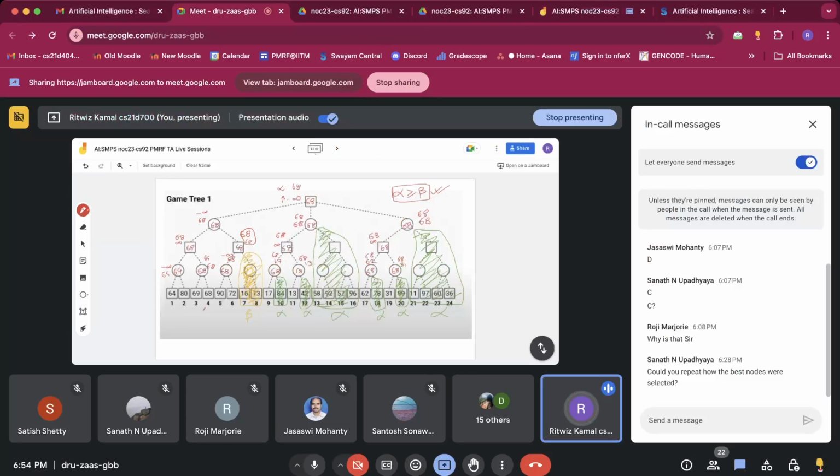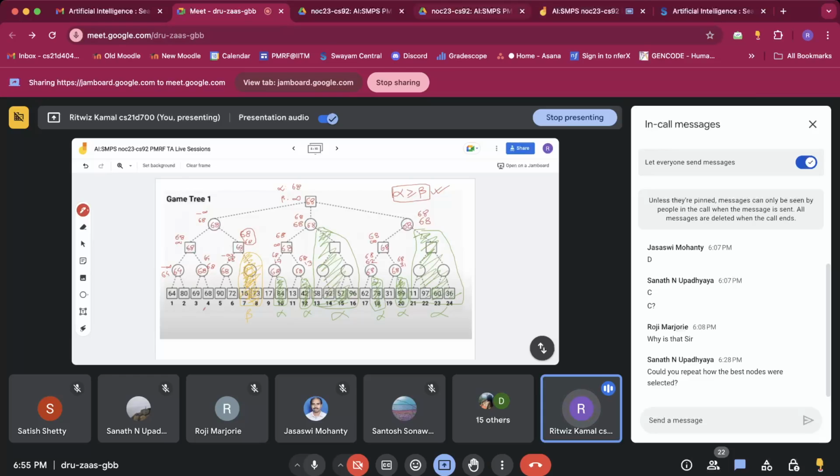Okay, so now we have solved the same game tree using the alpha beta algorithm. Any doubts in the steps that we took to arrive at this solution? Okay, if not, then that is great.